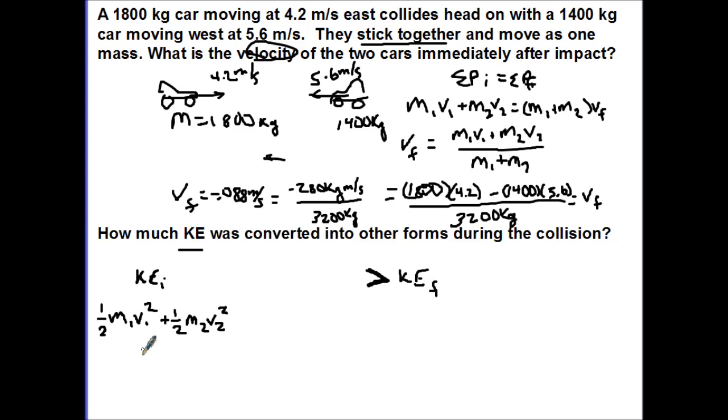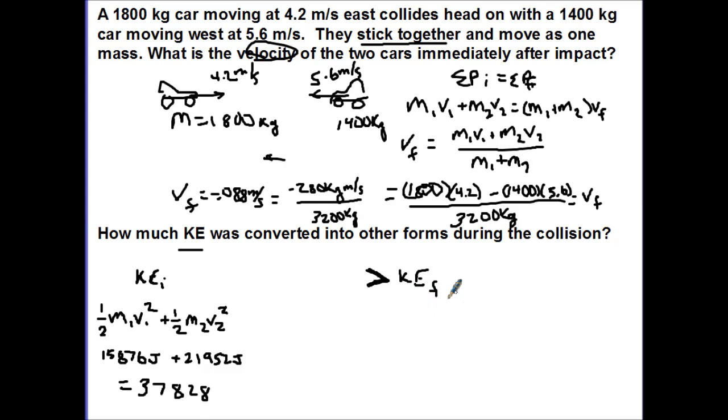So when we go ahead and compute these, I'm just going to stop this and give you what those numbers are. 1/2 1,800 times 4.2 squared, and then 1/2 1,400 times 5.6 squared. Let's go ahead and compute that quick. Okay, this first one is 15,876 joules, and the second one is 21,952 joules. So we can add those up together, and we get that the total energy before the collision is about 37,828. And if we were to round that to sig figs, that'd be probably about 38,000 joules.